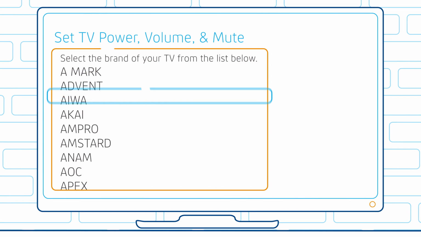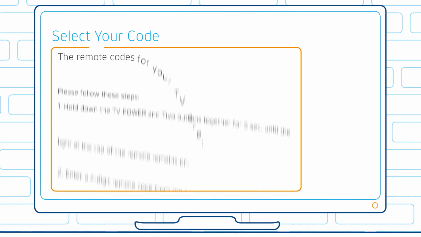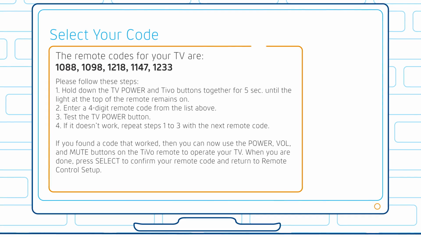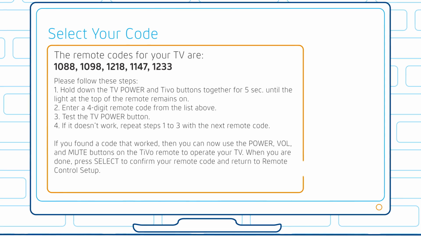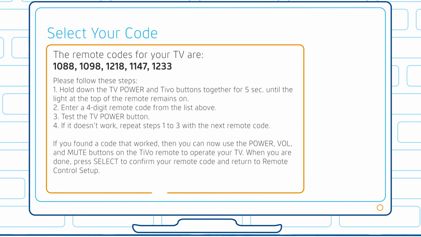Now, choose your TV's brand from the on-screen list. Follow the on-screen instructions. If multiple codes are shown on screen and the first code does not program, repeat on-screen steps 1 to 4 with a newly chosen code until the remote is programmed.